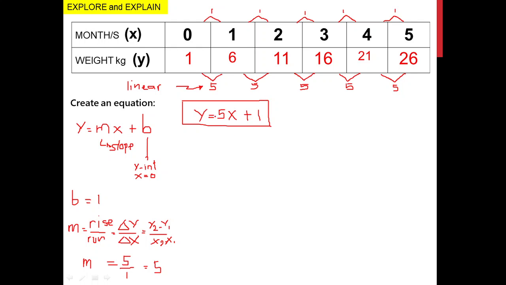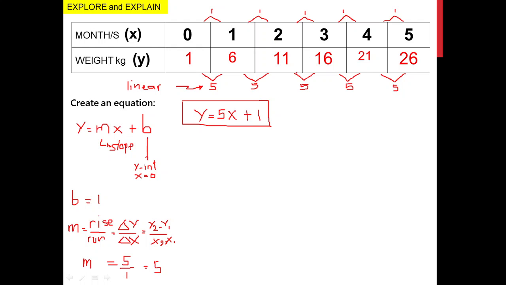So let's try to check if this equation applies to the table. So here, when my x is 0, that is 5 times 0, 0, so what's left is 1. Correct. When my x is 1, that's 5 times 1, 5 plus 1, 6. Correct. When my x is 2, that's 5 times 2, 10 plus 1, that's 11.